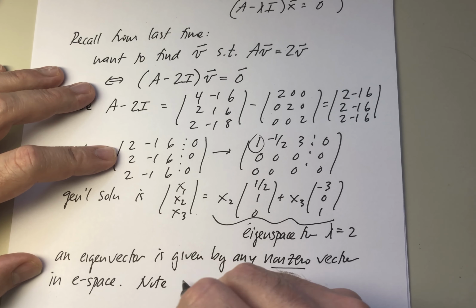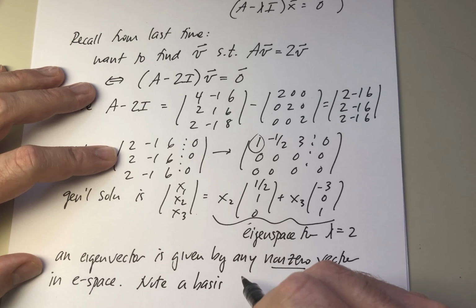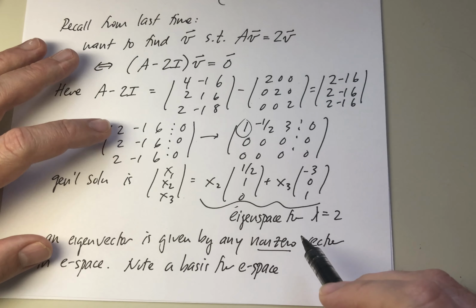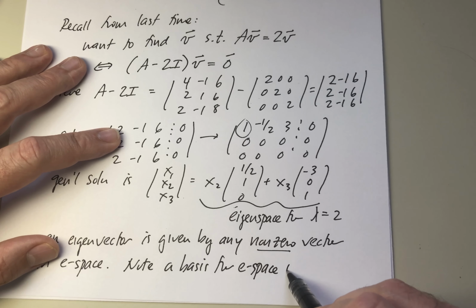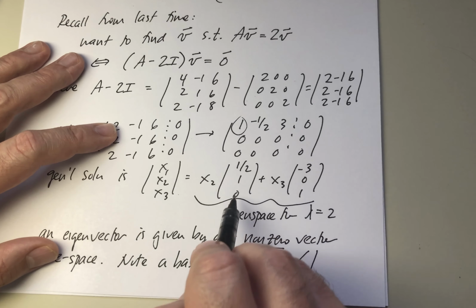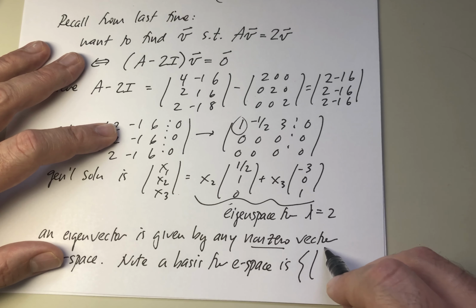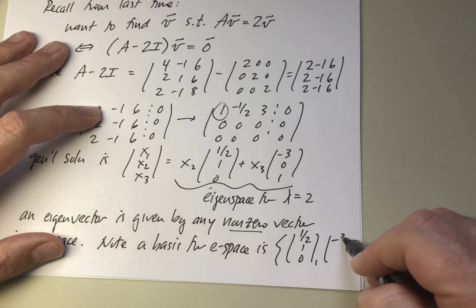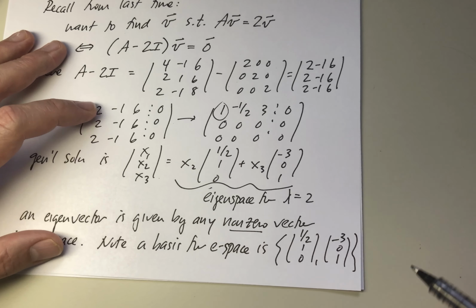Note that a basis for the eigenspace, so we talked about bases a couple lectures ago, is given by the two vectors that are giving me all possible linear combinations. So (1/2, 1, 0) and (-3, 0, 1). Okay.